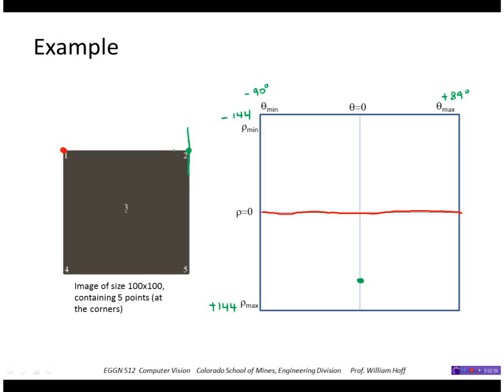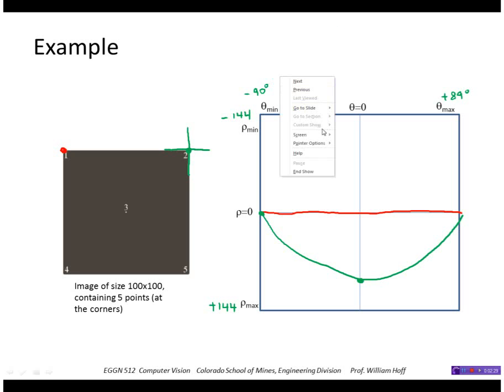Okay, the horizontal line through point number two, which looks like that, has a rho of zero, and the angle would be plus 90 or minus 90. So we would be looking at this. So point number two generates a curve that looks like that.